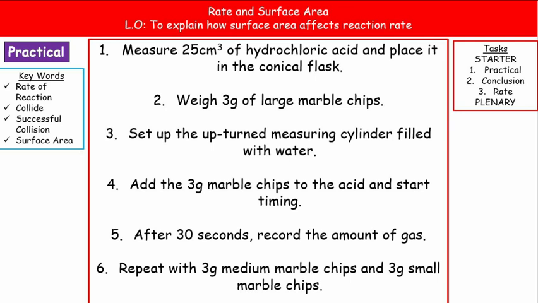And at this point, we'd connect our delivery tube into our conical flask and then make sure the other end is under the upturned measuring cylinder. 30 seconds later, what we do is we record the volume of gas that we've made. We do the exact same thing, just using medium-sized marble chips and small marble chips. Always 3 grams though in each case.